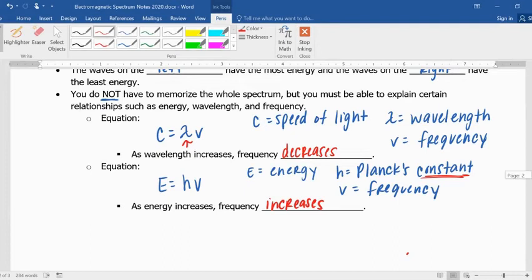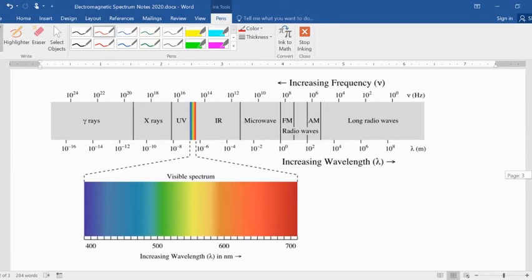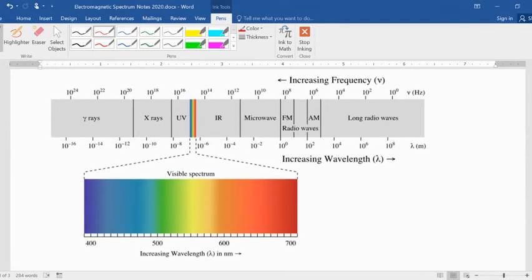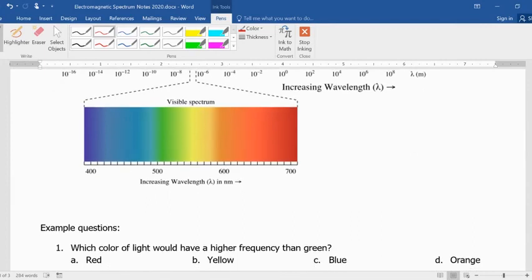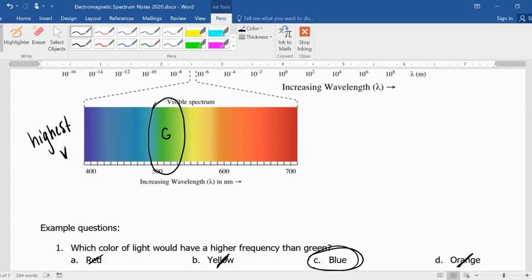So what type of question might you be asked? Well, here I have that electromagnetic spectrum again, just so that we can see it to answer these questions. And our first question is, what color of light would have a higher frequency than green? So if we look, here's our visible spectrum, here is green, and it wants to know which one has a higher frequency. So if we remember, our highest frequency is going to be on the left. Red would be to our right, so not red. Yellow, also to our right, so not there. Blue, that's to the left, that is higher, so possibly blue. And orange, nope, that's also to our right. So our answer here would be blue.